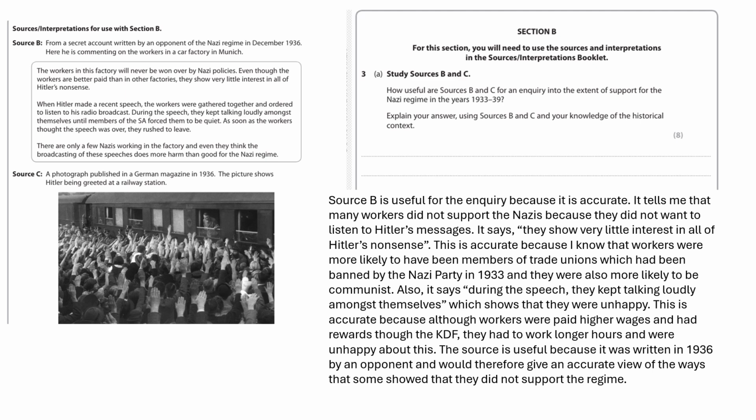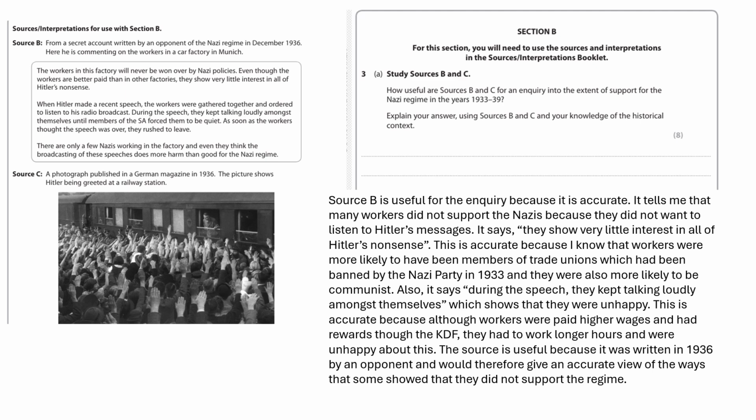Then you go on to discuss the content. So it tells me that, and you summarize that in your own words. Then you bring in a quote, it says, or if it's a visual one, it shows. And then the key bit, Year 11, is to write, this is accurate because I know that. And then you bring in any information that you have which matches the source, which proves that that source is accurate.